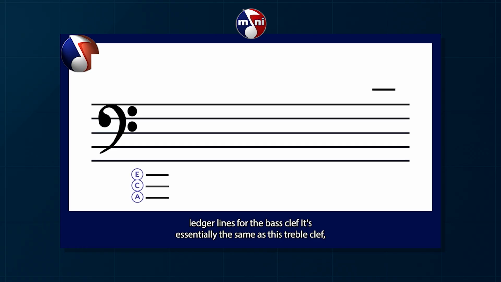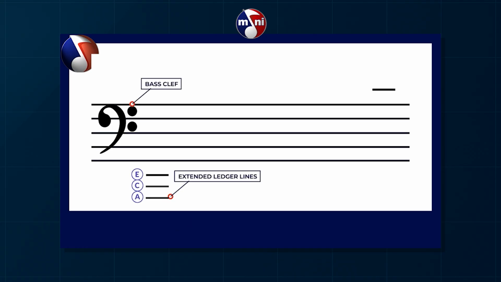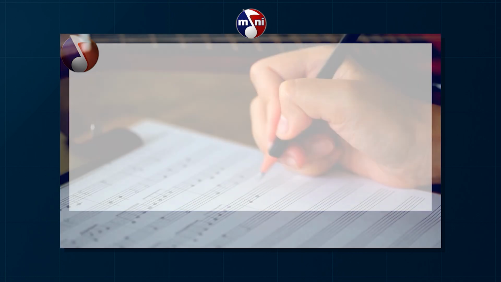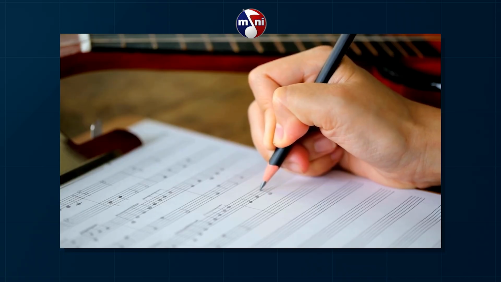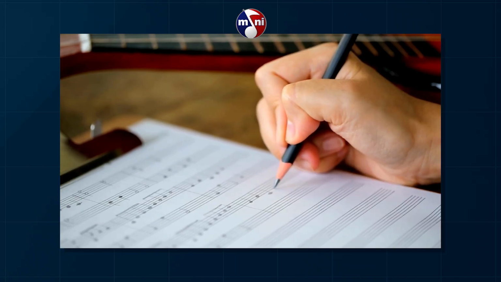For the bass clef, it's essentially the same as the treble clef, but in reverse. The notes on the lines of the bass clef staff are E, G, B, D, F, A, and C. Practice makes perfect, so spend some time reading and writing notes on the bass clef ledger lines.